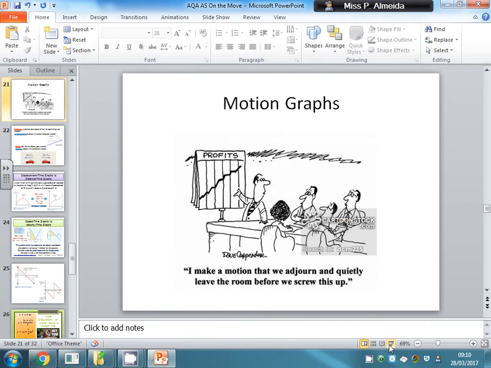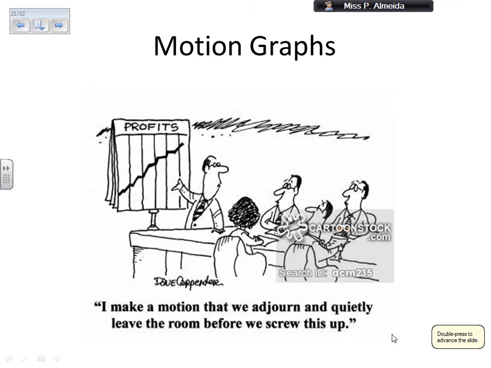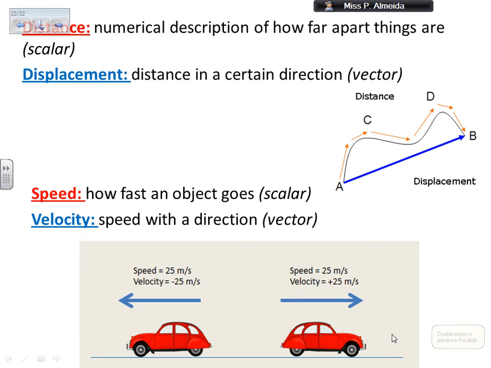Hello again, and I'm here to tell you about motion graphs. Before I go on to motion graphs, let me just remind you of what distance, displacement, speed, and velocity are, because two of these are scalars, the other two are vectors, and knowing what they are is very, very important to get our motion graphs right, okay?